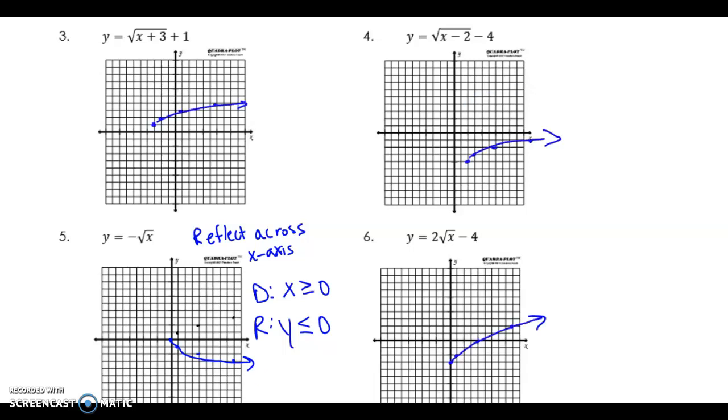All right, number 3, it should be 3 to the left and up 1. Number 4, 2 to the right and down 4. And number 6, you've got that vertical stretch of 2 and then down 4.